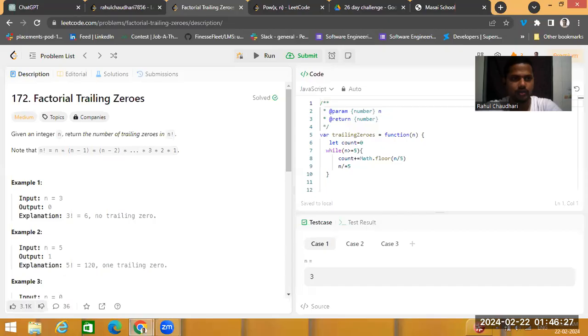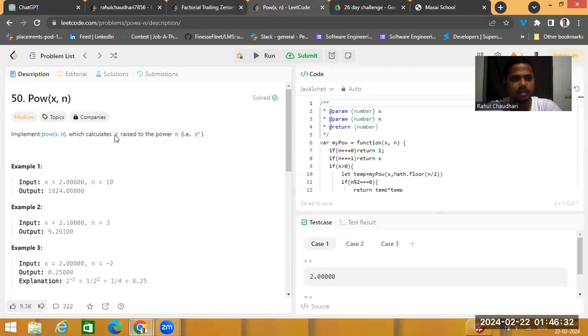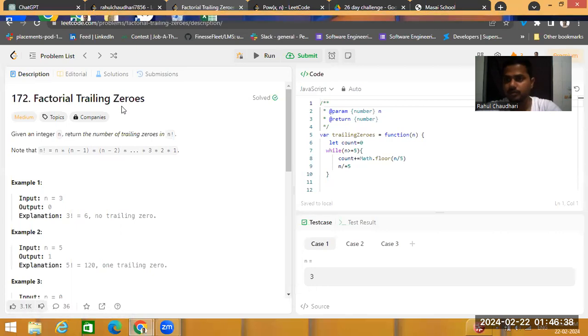So today I have solved three questions. I will just share my screen and I will show you the question. Factorial trailing zeros and the second one is the power of xn. So I will start with the first one, factorial trailing zeros.